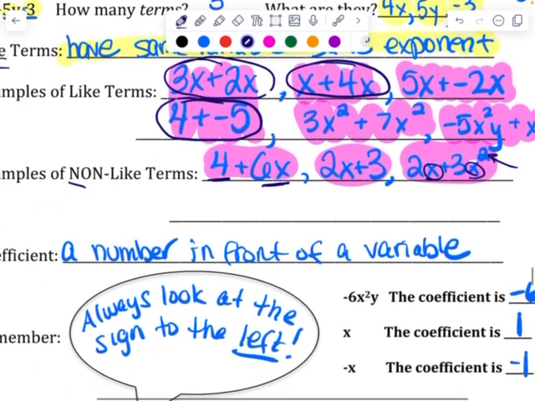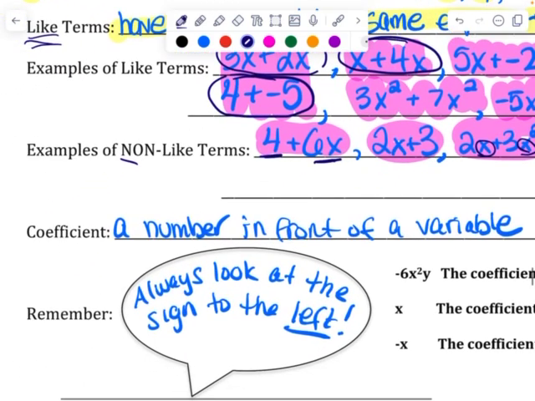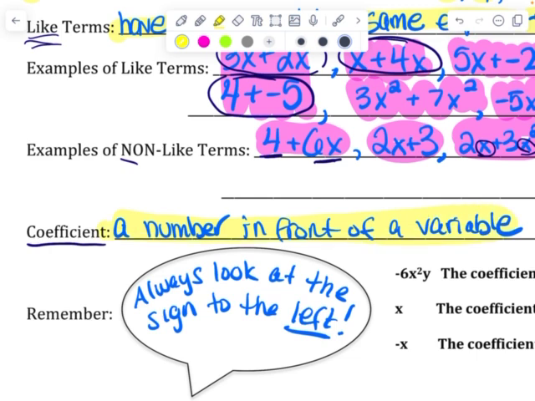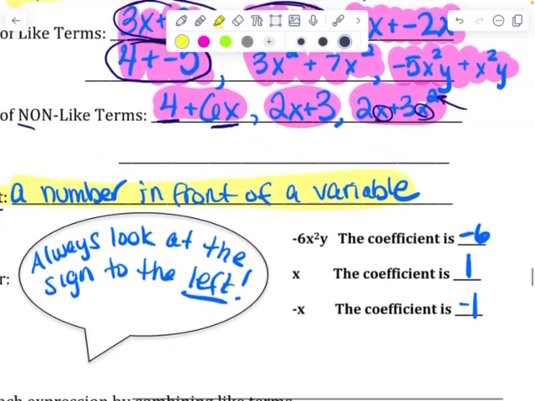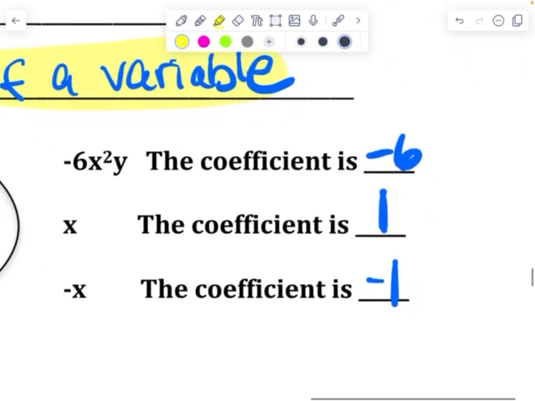And then the final word is coefficient. And a coefficient is a number in front of a variable. So a number in front of a variable. Let's see what that looks like. And a few examples here. So I have negative 6x squared times y. The coefficient is the number in front of the variable. In this case, it's negative 6.